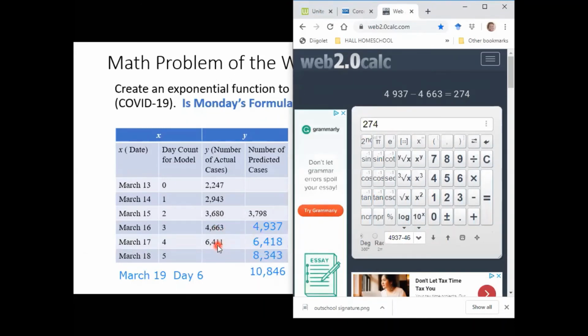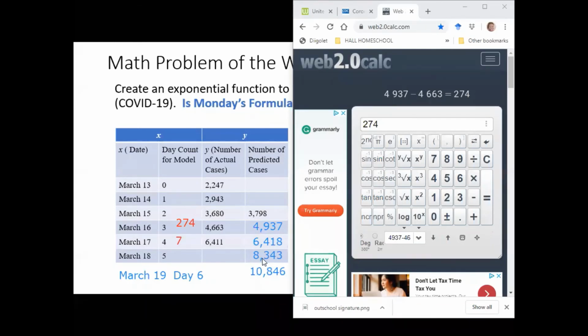But then on March 17th, there were predicted 6,418, and actually there was 6,411. That's only a difference of 7, which isn't good. That means it's still following an exponential curve. So here the difference was 7. Here the difference was 247. Let's go ahead and take a look at what it actually was yesterday.